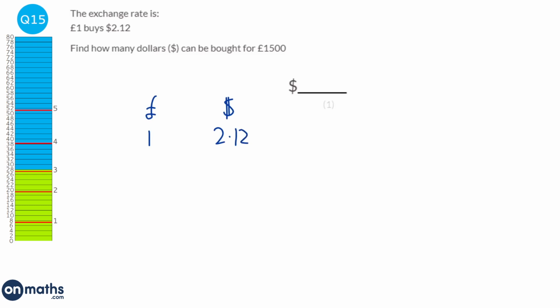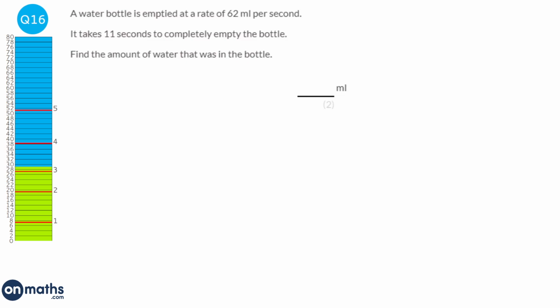In this question we've got pounds and we've got dollars, and we're told that £1 is equivalent to $2.12, and we're asked how many dollars can be bought for £1,500. So to get from 1 to 1,500, we times by 1,500, and we're just going to do the same to the other side, and when we do that we get the answer of 3,180. So £1,500 is equivalent to $3,180.